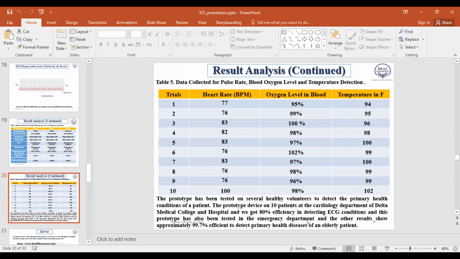We have tested our prototype on several healthy volunteers to detect the primary health conditions of a patient. The prototype device was tested on 10 patients at the cardiology department of Delta Medical College and Hospital, and we have got 80% efficiency in detecting ECG condition. This prototype has also been tested in the emergency department, and it showed approximately 99.7% efficiency in detecting primary health disease of an elderly patient.